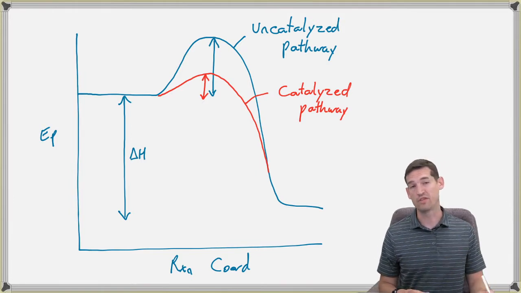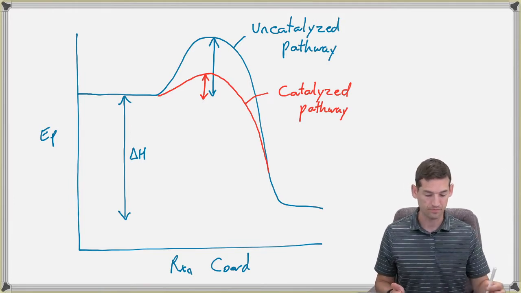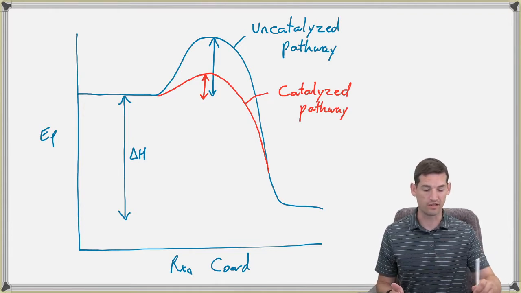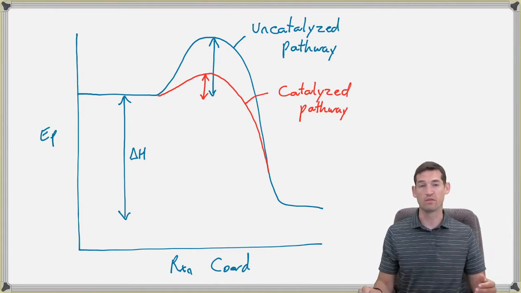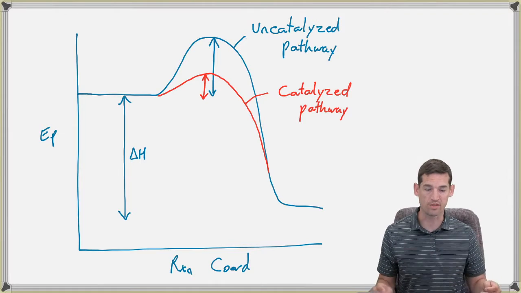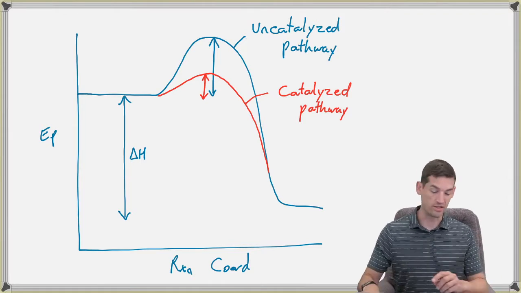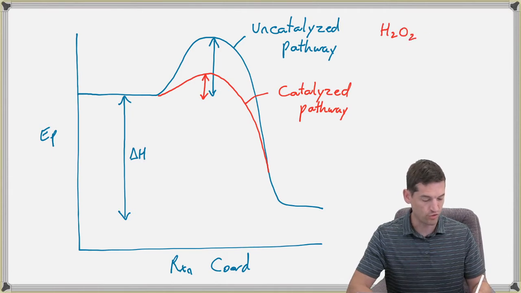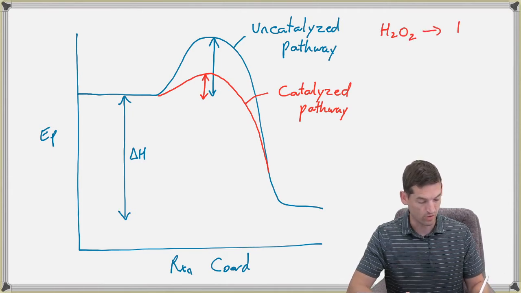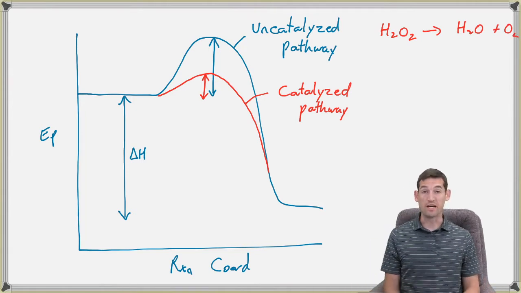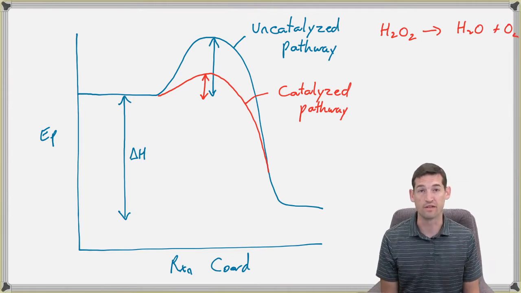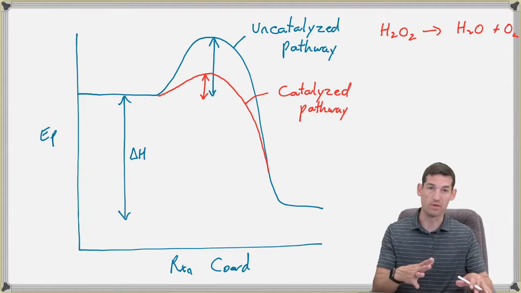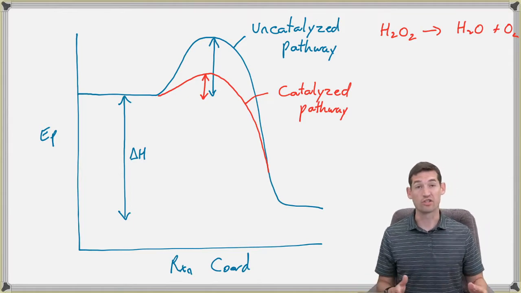A good example of this is hydrogen peroxide. So hydrogen peroxide that maybe you've used to clean a cut or a scrape or something in the past is H2O2. Let me write this out. It's H2O2 turning into water and oxygen. But that reaction is very, very, very slow. This is unbalanced. But that reaction is extremely slow.